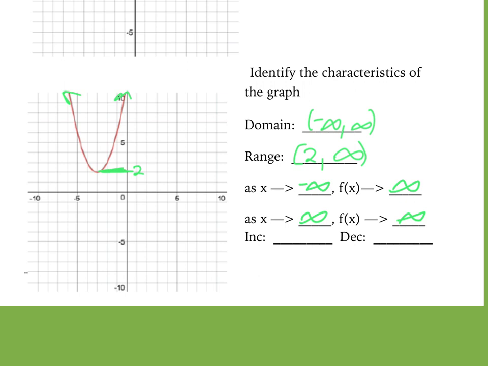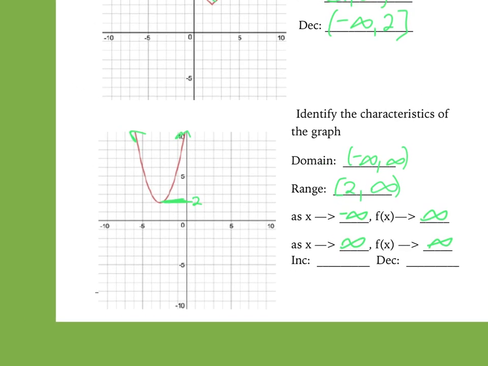Okay. Then we got our increasing. What's that again? So here's Chase. Everybody say hi, Chase. Okay, he's going down until when? 2.